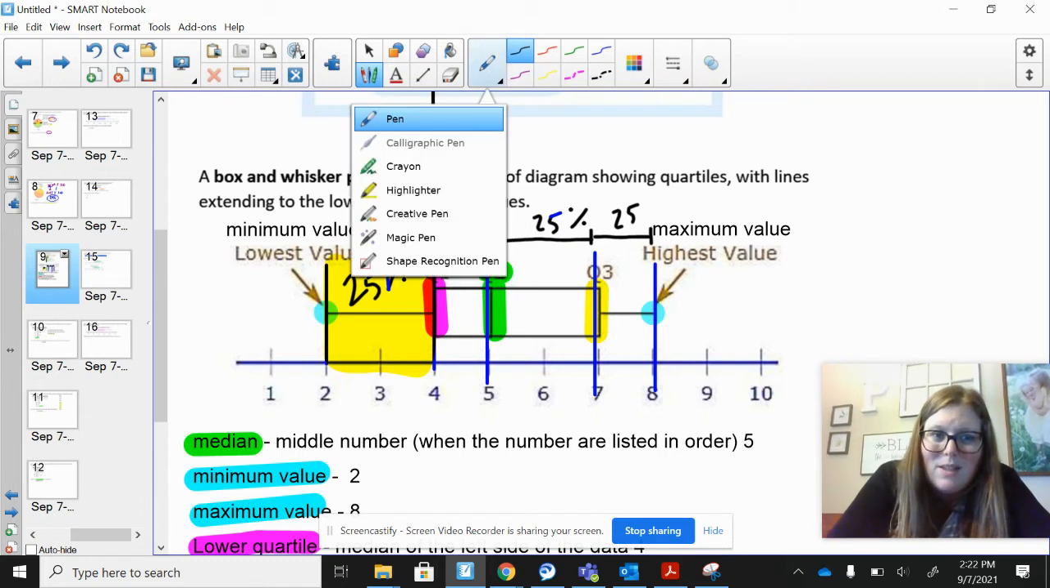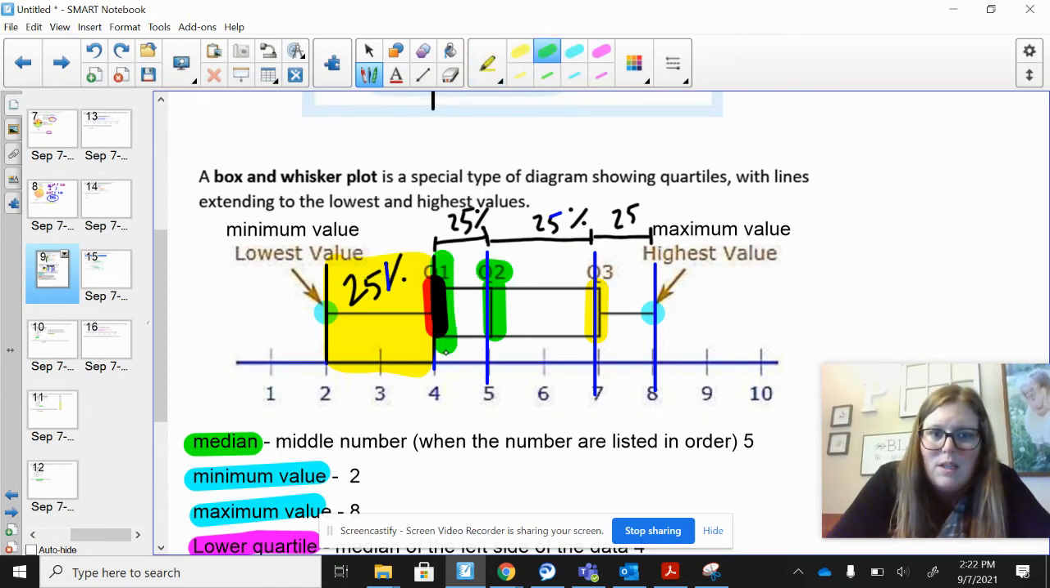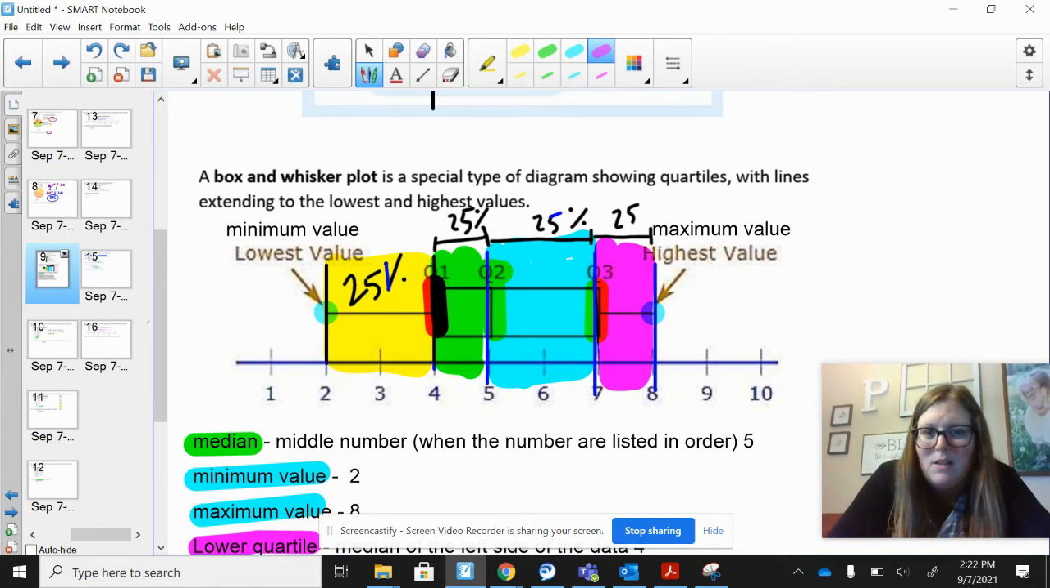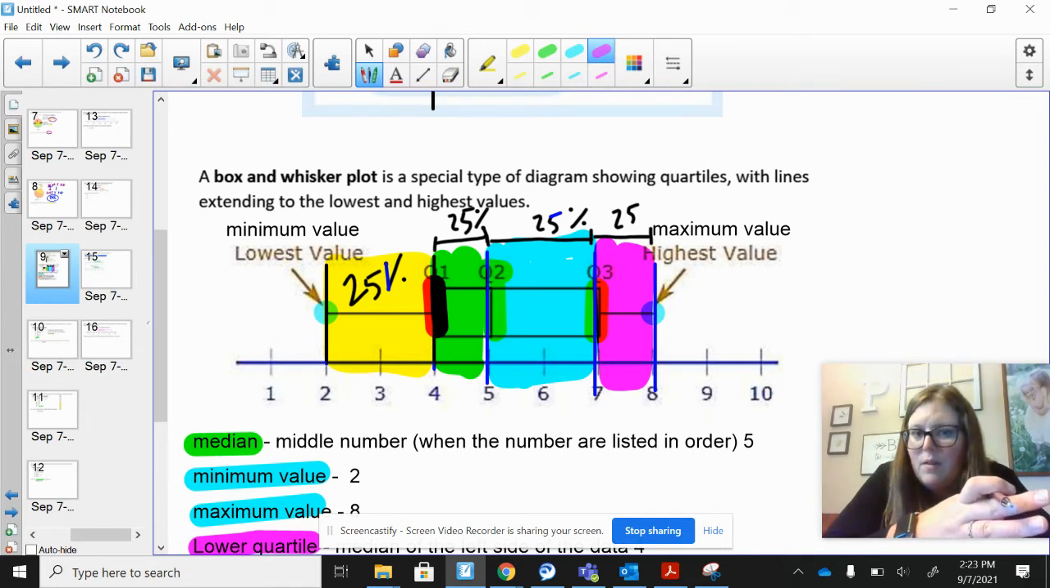So I'm going to erase these colors in a minute, but I just want to show that you can see, okay, this green part is 25%. This blue part is 25%. This last piece is 25%. So if I add those 4 25s up, I get 100% of the data, right?